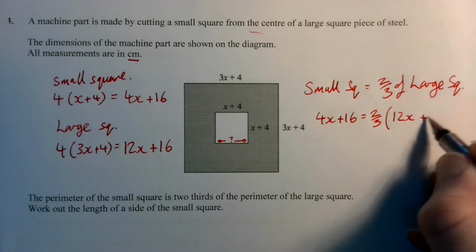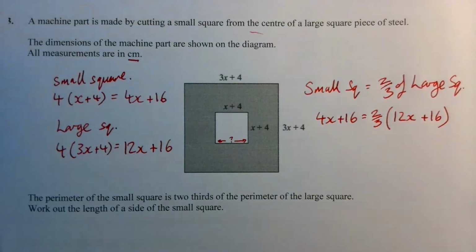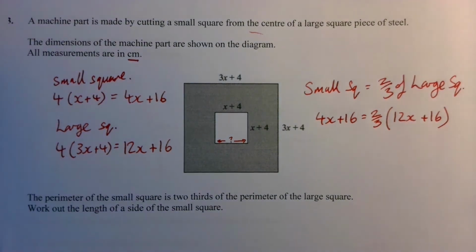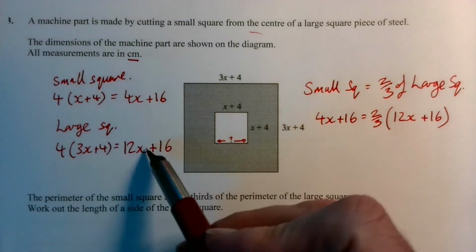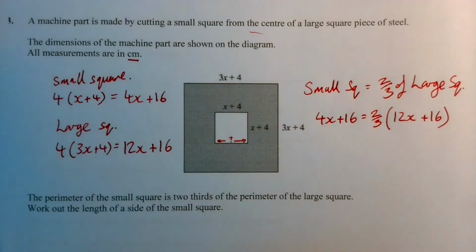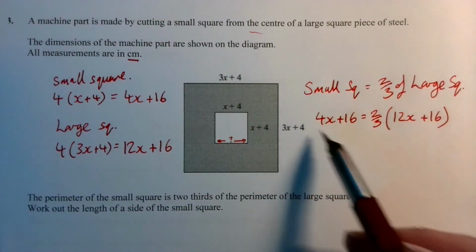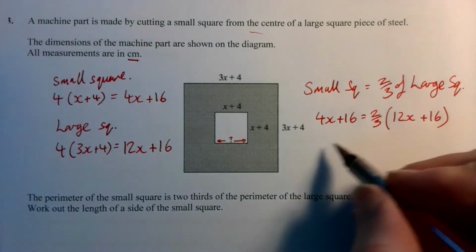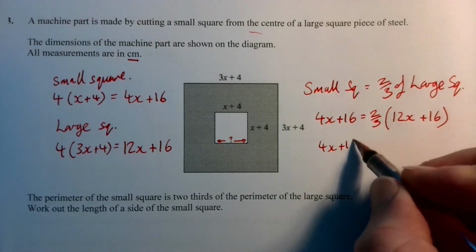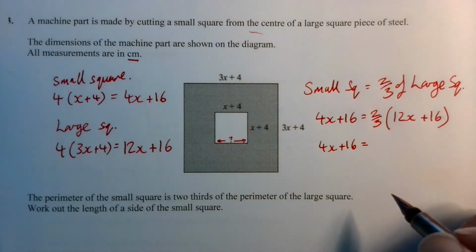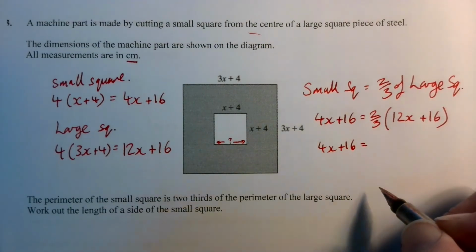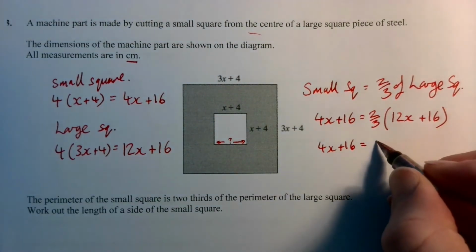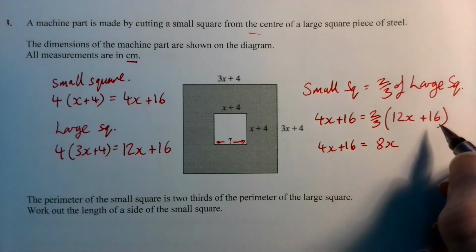12x plus 16. Now there's 5 marks for this question. We would definitely have got 3 marks by now. You'd have got a mark for forming those, for each of those two. You'd have definitely got a mark for putting this equation together. Now if I expand the brackets, 2/3 of 12, well, 1/3 is 4, so 2/3 is 8x.